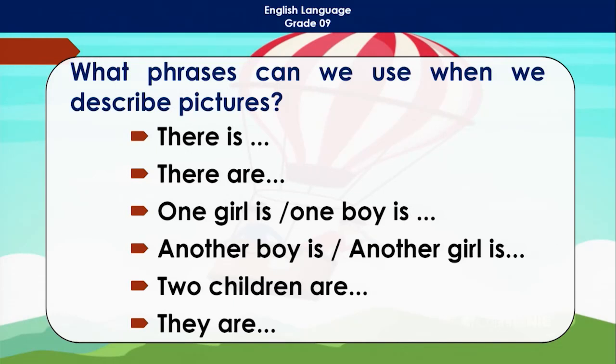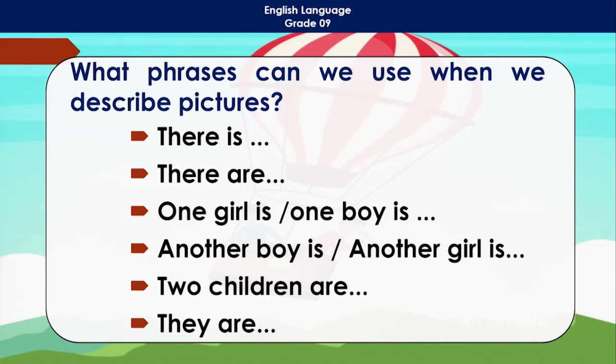Observe them carefully. There is, there are. You know, the helping verb is is used when you're talking about a singular noun, and are for plural. Right. And then you can also talk about the people in the picture. So for that, you can use this third phrase: one girl is, or one boy is.